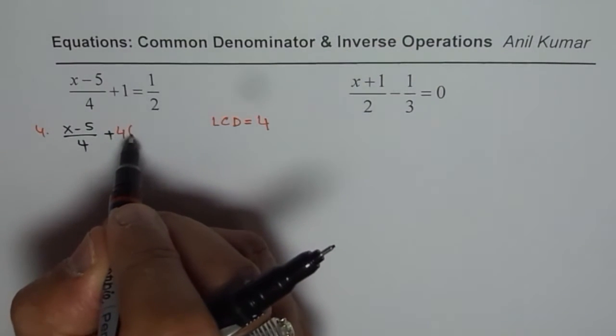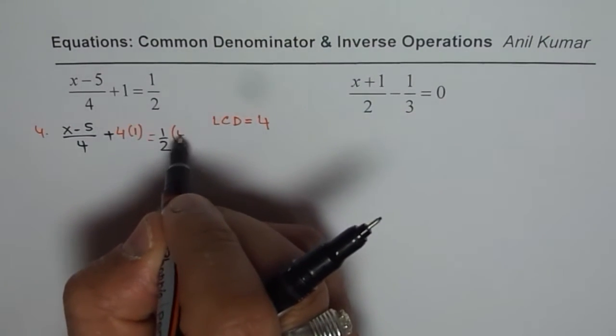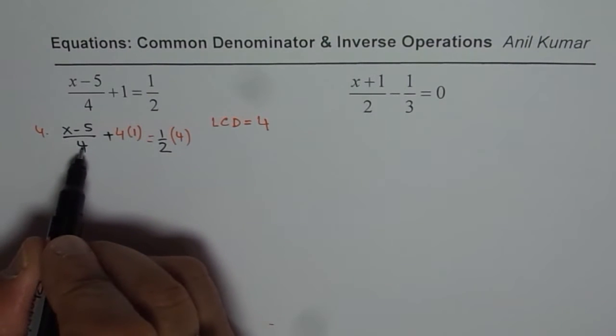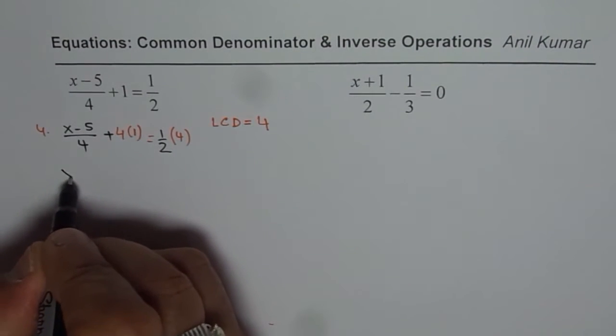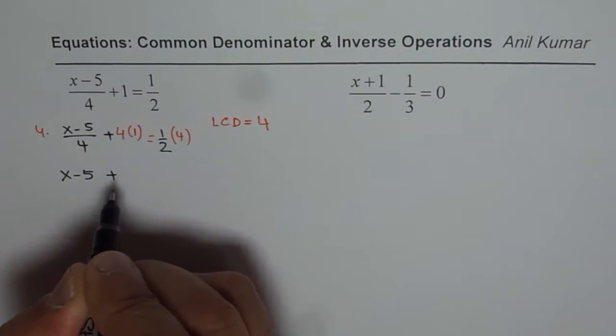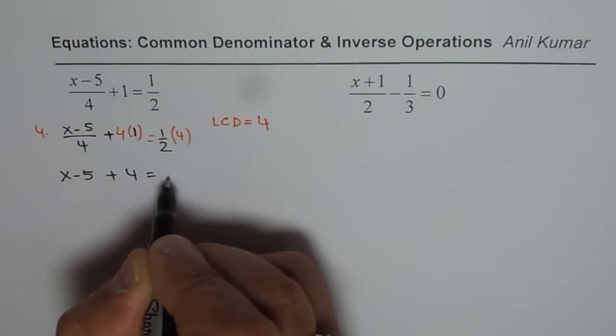You could write that in brackets also, and then we'll do half times 4. It's good to write them in brackets. It means multiplication. Now 4 gets cancelled with 4. You're left with x - 5. And 4 times 1 is just 4. So 4 times 1 is 4, and half of 4 is 2.